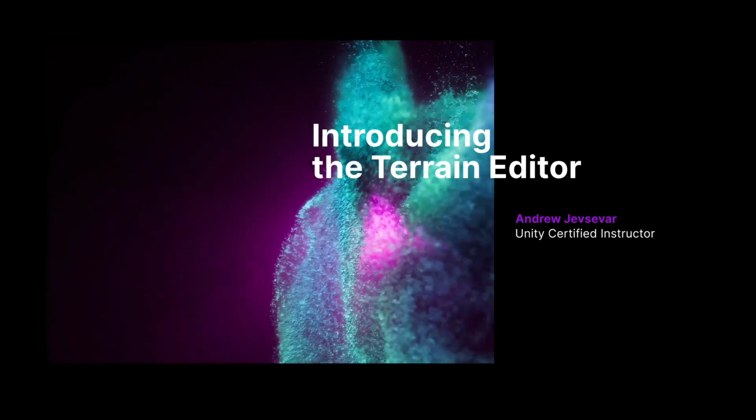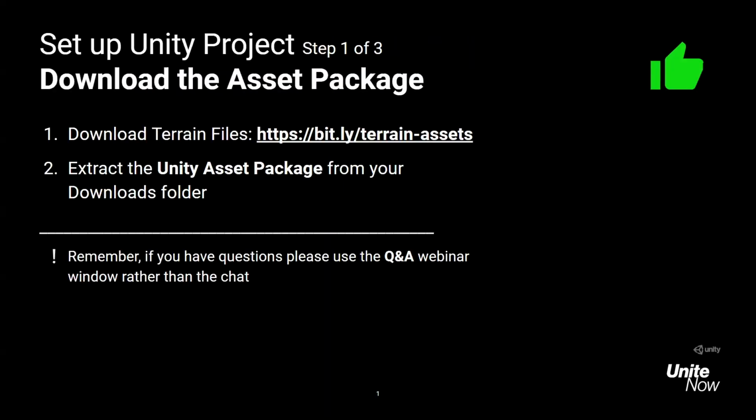All right, welcome everybody. Today we are going to be learning about the terrain tool. For anyone just joining us, we are taking the first few minutes here to set up the project. So if you've not set up the project yet, go ahead and download the terrain files. We've been posting them in the chat. This bit.ly link is in the chat, so go ahead and follow that link, or you can type this directly into a browser window. This will allow you to download the Unity asset package, and then it'll just be in your downloads folder. So that is step one. Again, downloading the assets for today's session.